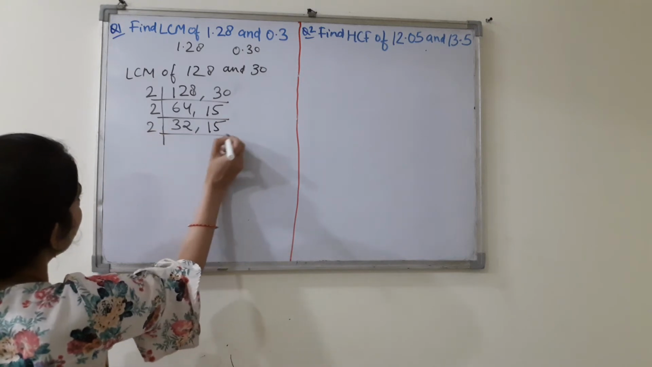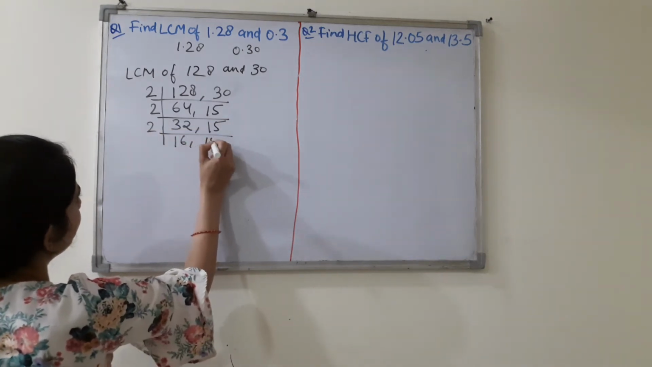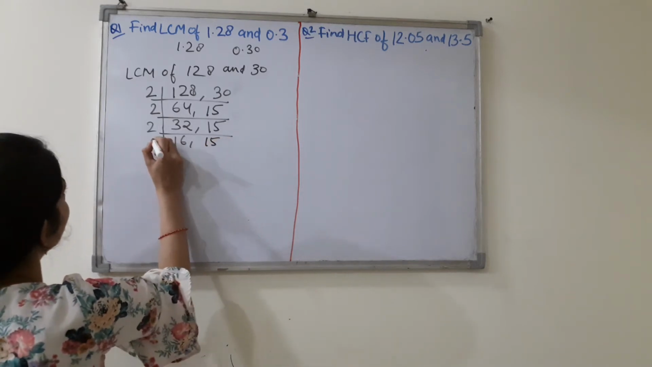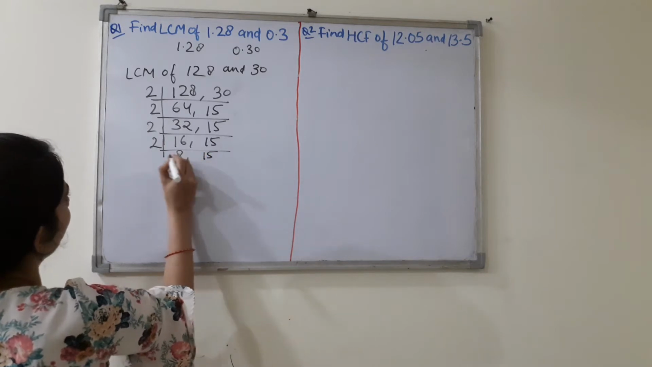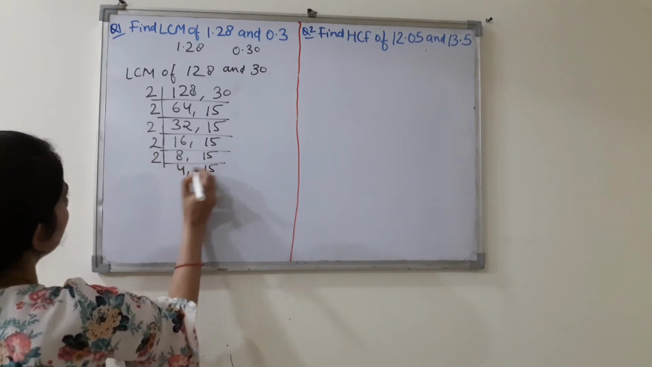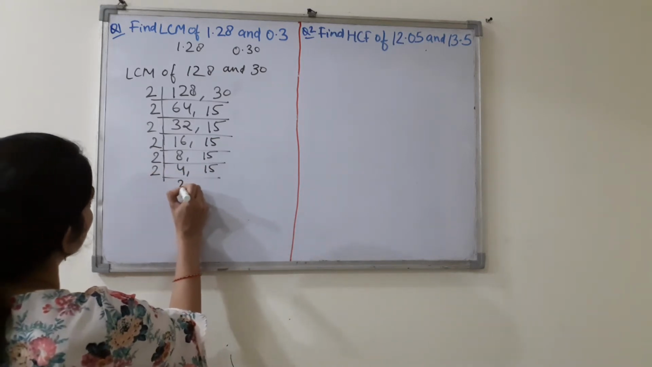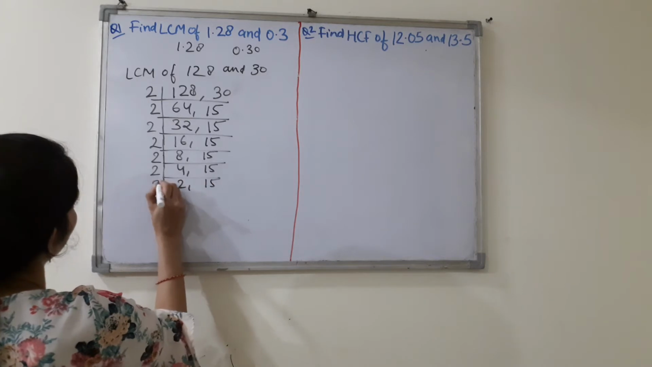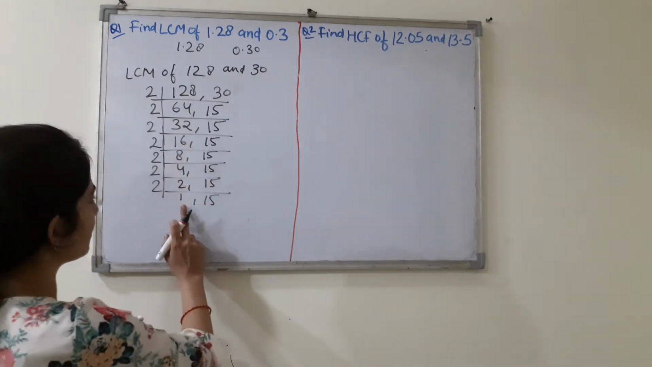Then again it is divisible by 2. 2 times 1 is 2. It will be 16. 15 we will write as it is. Then again it is divisible by 2. It will be 8. We will write 15 as it is. Then again it is divisible by 2. 15 we will write as it is. Then again it is divisible by 2. This is 2 and this is your 15. Then again it is divisible by 2. 15. Right, now it has become 1.